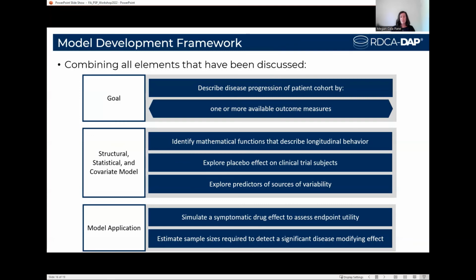We can simulate a symptomatic drug effect to assess the sensitivity of the model or the outcome measure. And from the model simulations, we can also estimate the sample size that will be needed to detect a significant effect. So overall, these models can help us to better understand certain patient subpopulations and maximize the data that we have available to describe the variability within these disease populations.